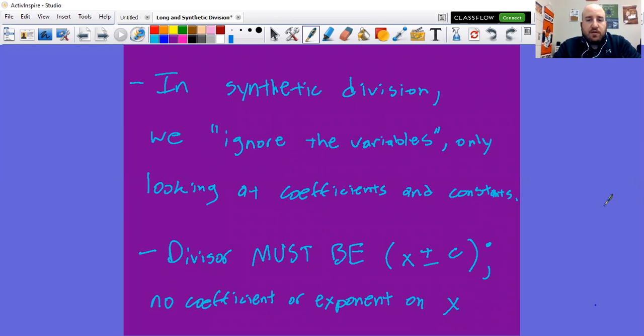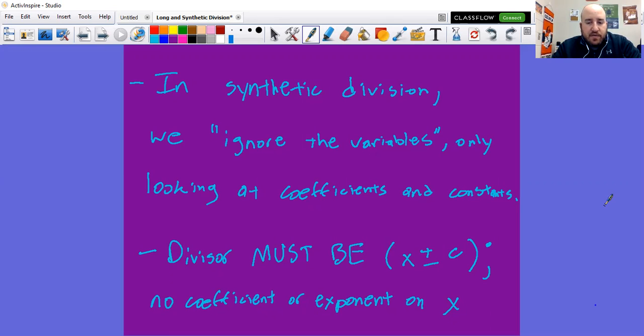So with synthetic division, we "ignore" the variables. I put that in quotations. As we're going through the process, we're only looking at numbers. We're not completely ignoring the variables, because at the end of the problem, we bring the variables back in, because again, we're dividing polynomials. Our quotient is still going to be a polynomial. So we're still going to get some kind of polynomial as our final answer. But during the process, we're ignoring the variables. Most of the time it's going to be x's, but whatever you got. Only looking at coefficients and constants.